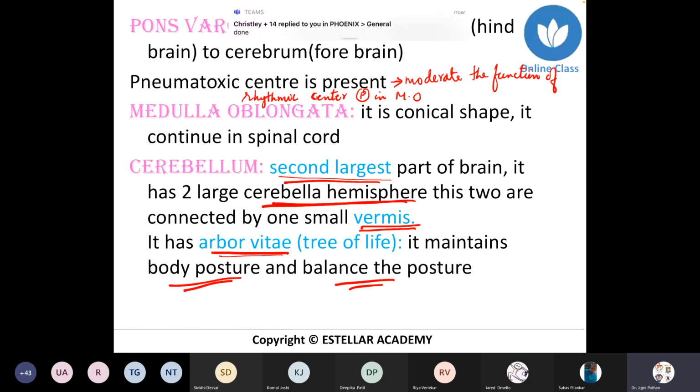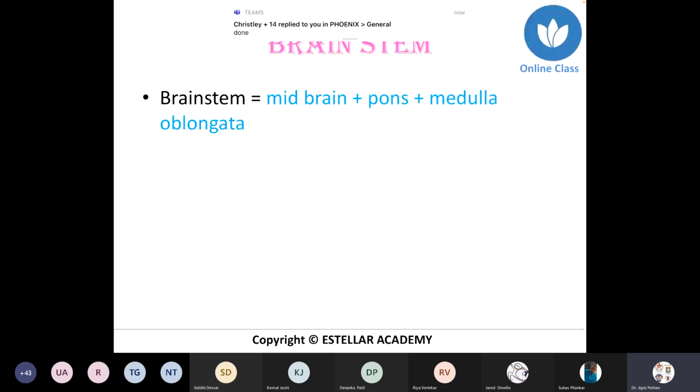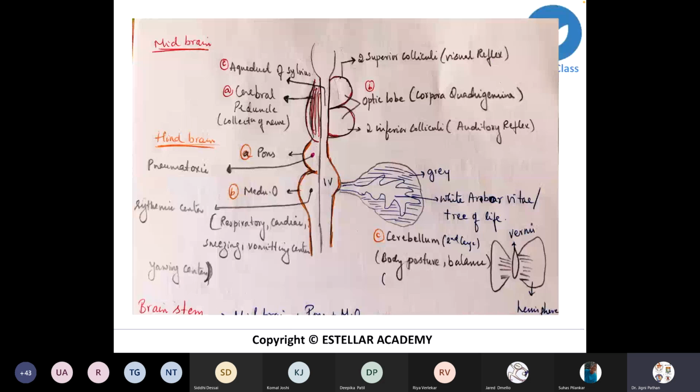Done, everyone? Any doubts? So, what do you understand by brainstem? Brainstem is midbrain plus pons plus medulla oblongata together forming a brainstem. Please make a note. What do you understand by brainstem? Midbrain, very important question. Pons, medulla oblongata. Part of the hindbrain and also the midbrain play a role in the formation of the brainstem.